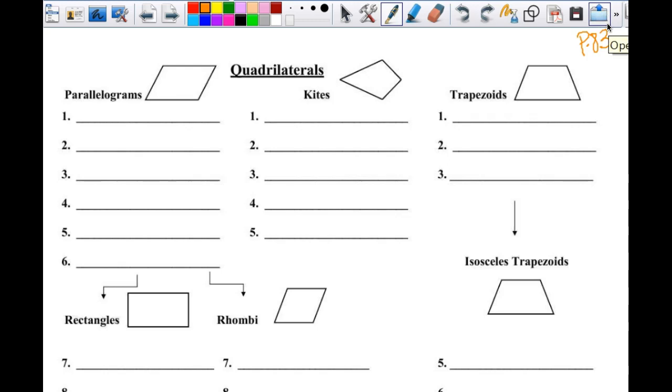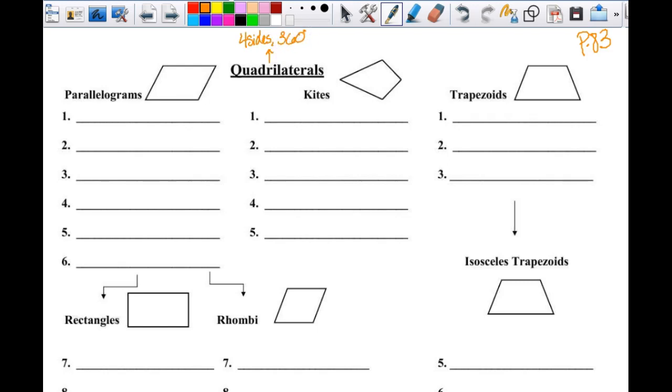And we're going to look at how these all relate to each other, okay? So our overarching concept here is quadrilaterals. So what is something that's true about all quadrilaterals? They have 4 sides, and what's the sum of their angles? 360. So we've got 4 sides and 360 degrees.